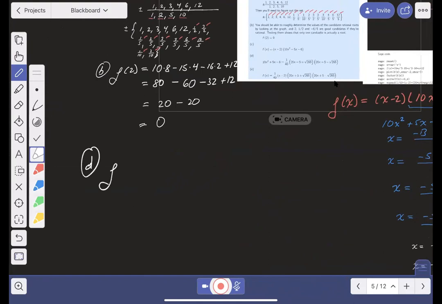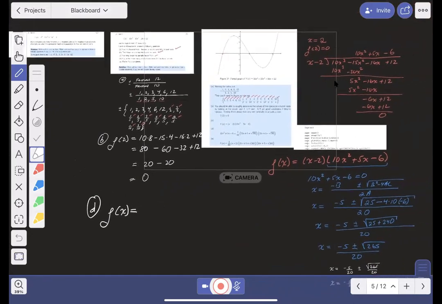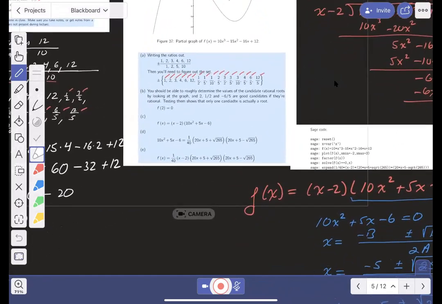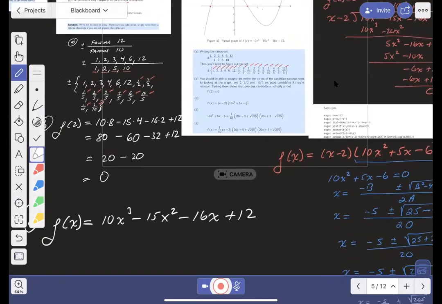And so f of x, it's going to be the tough part. I want to write down what f of x is, though. I can't remember that. It's possible. I mean, a lot of times I can't remember things either. It's 10x cubed minus 15x squared minus 16x plus 12.